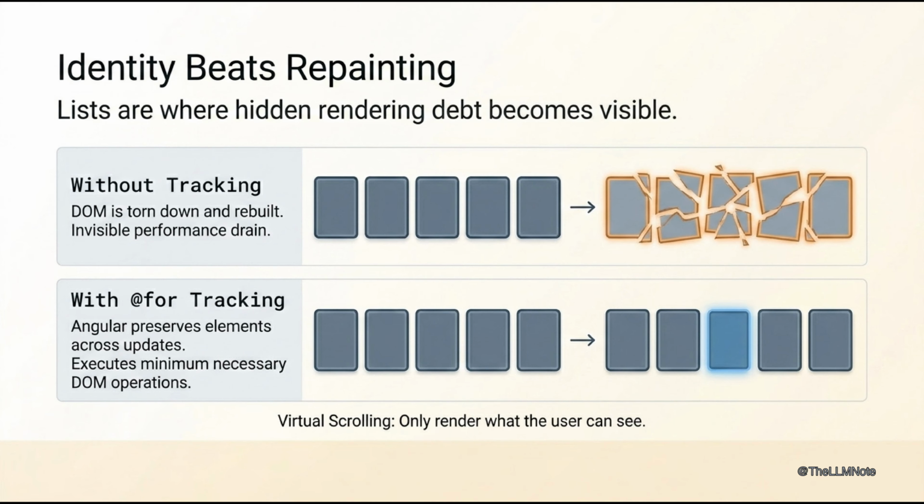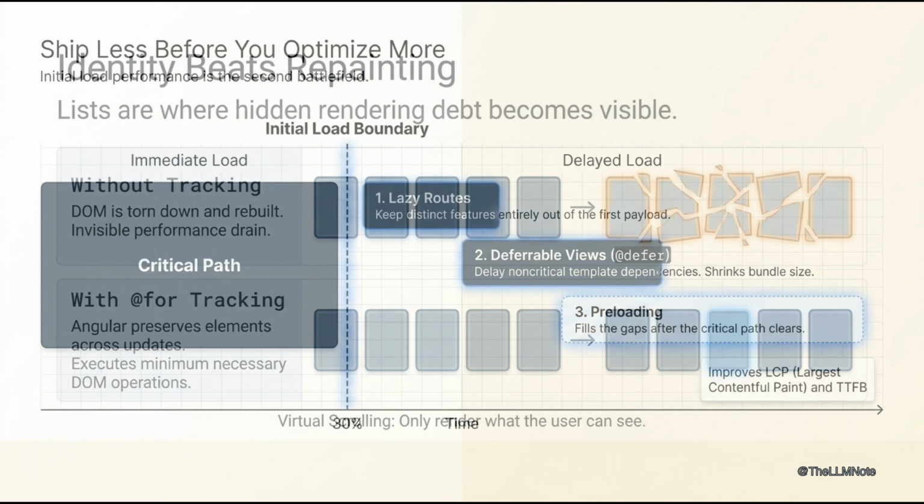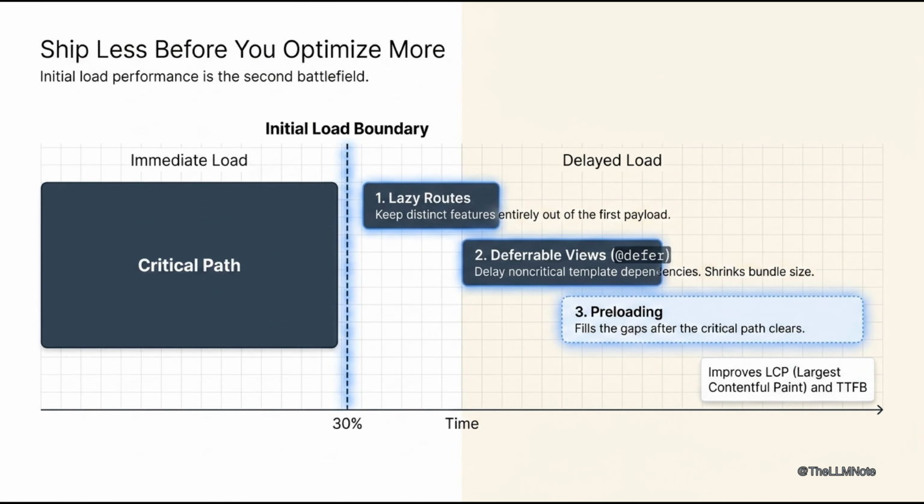Ship less before you optimize more. Initial load performance is the second battlefield. Lazy routes keep features out of the first payload. Deferrable views with @defer delay non-critical dependencies. Importantly, this can reduce initial bundle size. Angular documents that this improves Core Web Vitals. More specifically, LCP and TTFB see improvements. Preloading then fills the gap after the critical path.